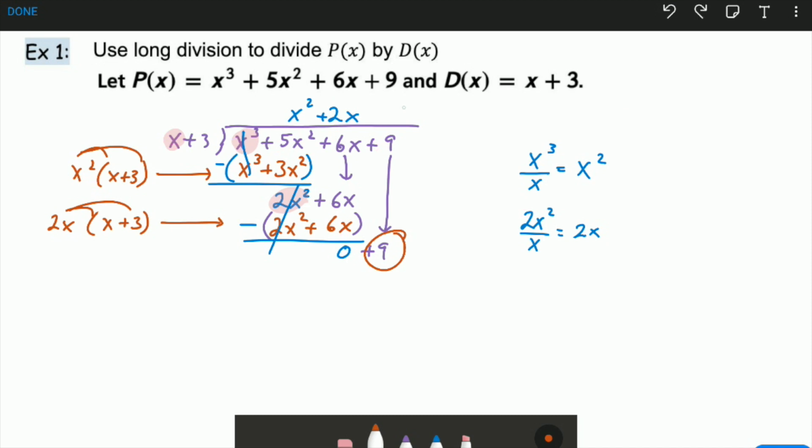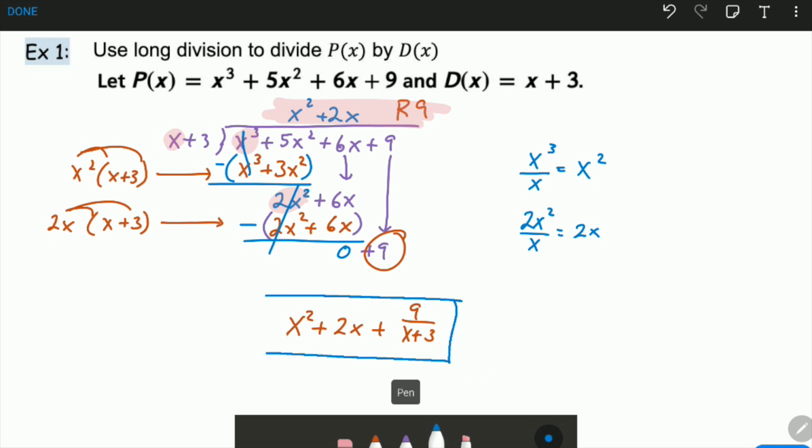But with that, we have a remainder of 9, and there is one other way to write out the answer besides what you see up top here. More commonly in Algebra 2, you would see the answer written as x squared plus 2x plus 9 over the divisor of x plus 3, because 9 is the remainder of what we couldn't divide by x plus 3. And that's usually how you will see it expressed in Algebra 2 and other math courses, instead of writing the R9 like you did with long division in elementary school.